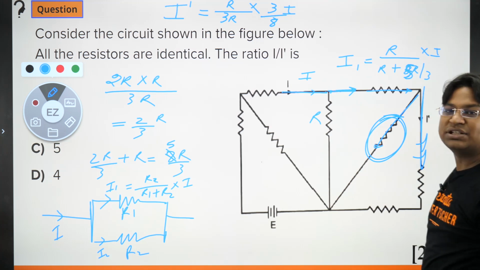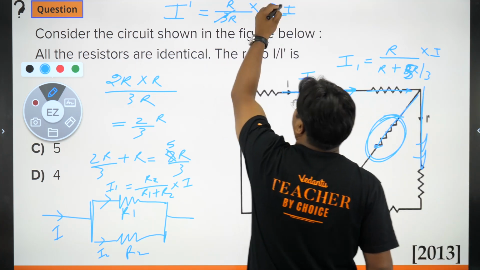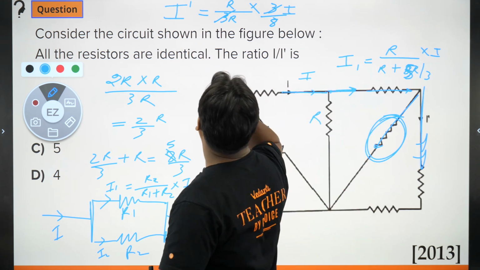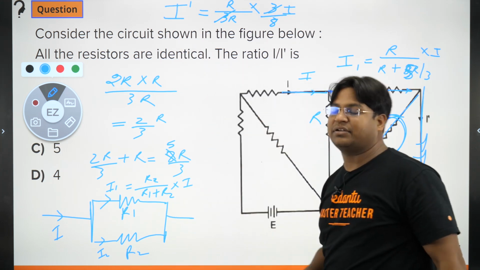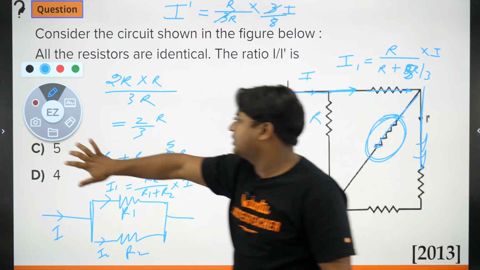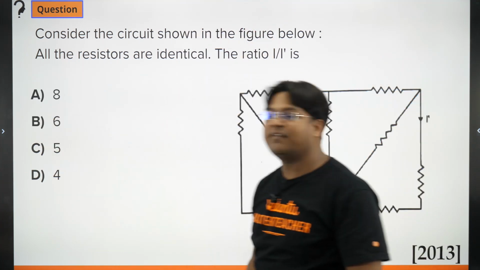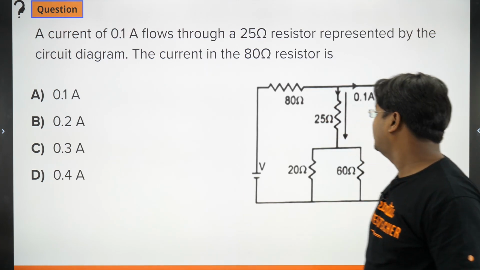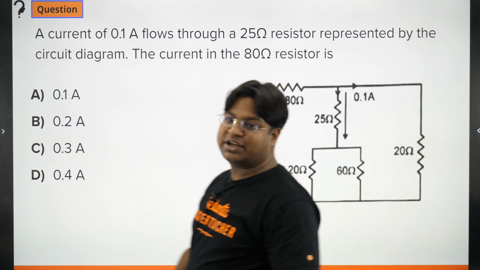Okay, so from here we can see that this 3 will cancel and R will cancel. I by I prime will become 8. You can see from this equation, I by I prime is going to become 8. So we have 8 in the options. So option A should be the correct one. All right. Okay. So let's have a look at the next question now.